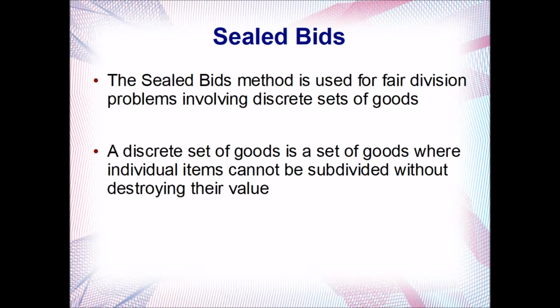A discrete set of goods is a set of goods where the individual items cannot be subdivided without destroying their value. So for example, if your set of goods contains a car, you can't exactly take a chainsaw to the car and cut it in half. That destroys the car. So that's an example of a discrete good. Other things, like books, if you rip a book in half, you sort of destroy it. Or, I don't know, a cat. Things like that. A discrete set of goods is a set of goods where if you split up an individual item, you destroy it.